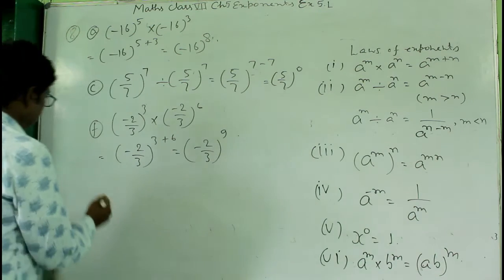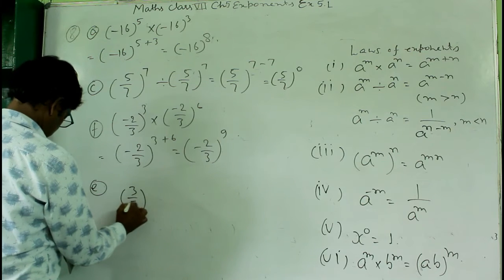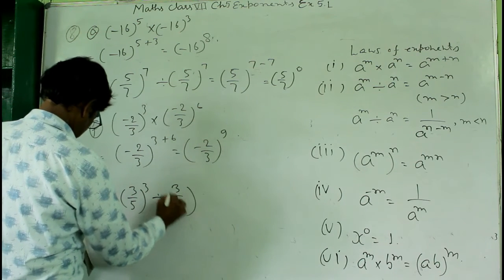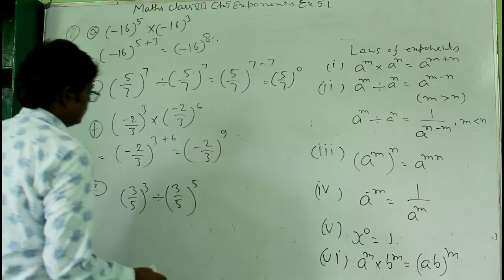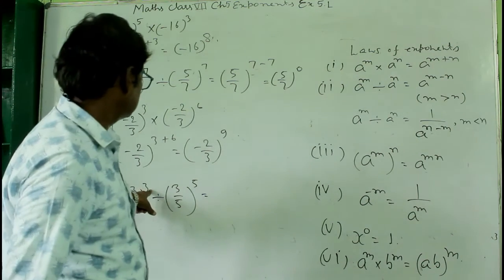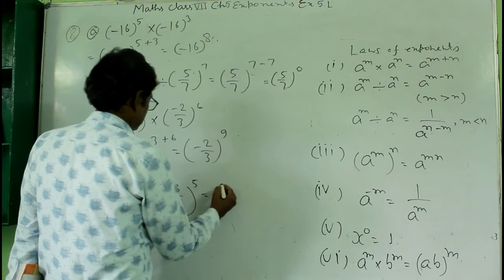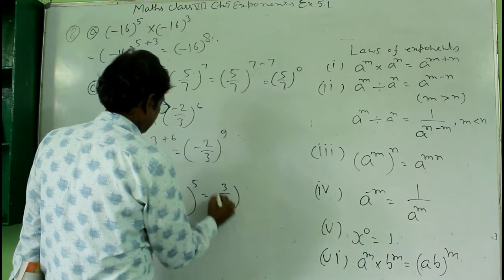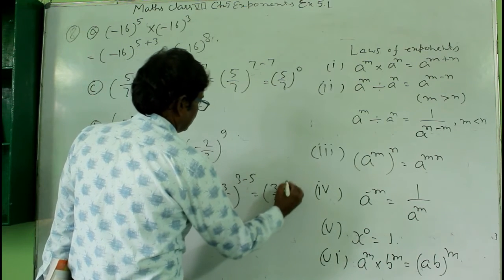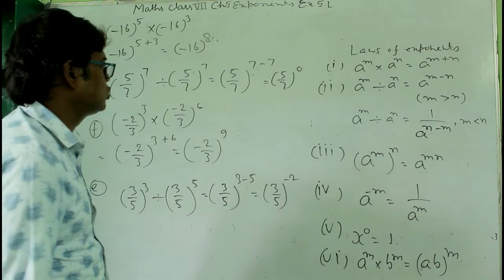And question number E: 3 by 5 to the power 3 divided by 3 by 5 to the power 5. Now see here that this exponent is smaller than this exponent. So just write 3 by 5 to the power 3 minus 5, which equals 3 by 5 to the power minus 2. So this is 3 by 5 to the power minus 2.